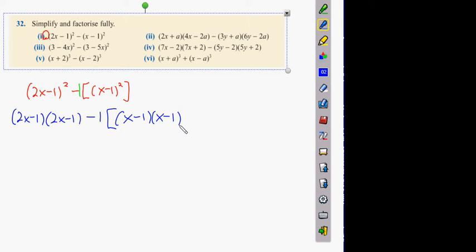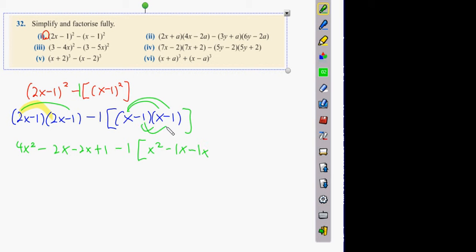To multiply them out, okay, so we're going to get 2x multiplied by 2x, and that's going to get me 4x squared. Then you have 2x by minus 1, minus 2x. And then got another minus 2x, and we're going to have a plus 1. Then we're going to multiply in by minus 1 here. Minus 1 multiplied by, once again, x squared minus 1x minus 1x plus 1.